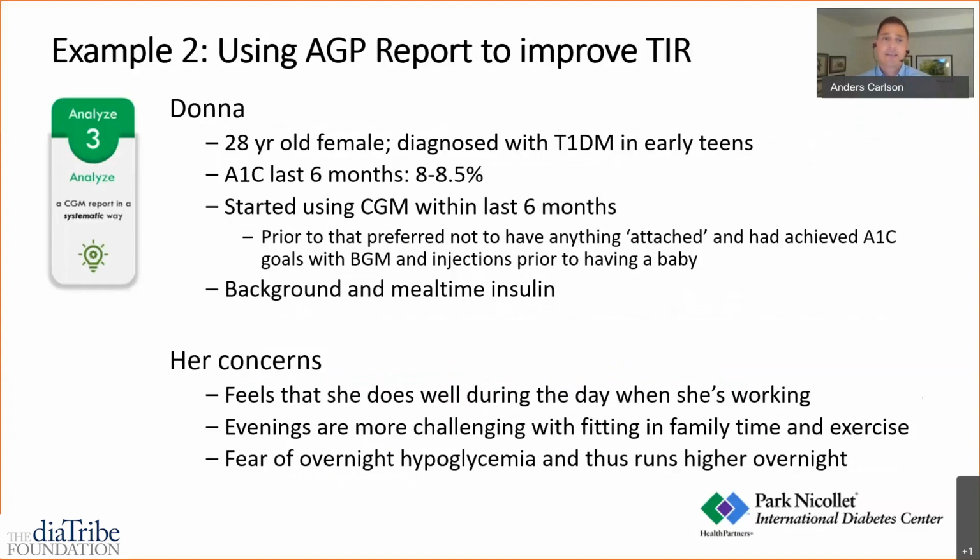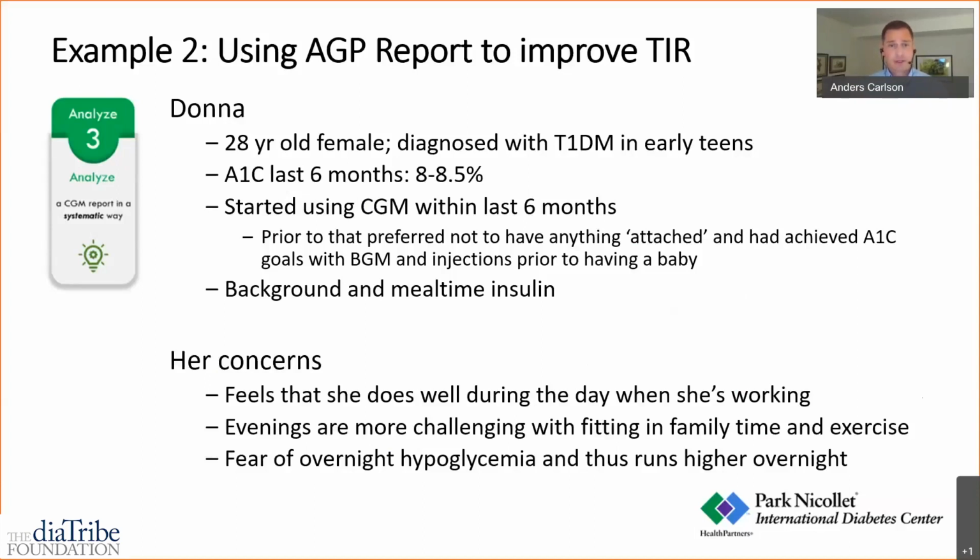So here's a second case. This is a 28-year-old female with type 1 diabetes for about 15 years. Her last A1C has been in the 8 to 8.5 range, so above goal. She started CGM within the last 6 months, and has been somewhat reluctant. She didn't want to have anything attached to her body. Previously, she did really well maintaining tight glucose management during pregnancy by just using a glucose meter. So she's a little skeptical about the CGM, but she's willing to give it a try.